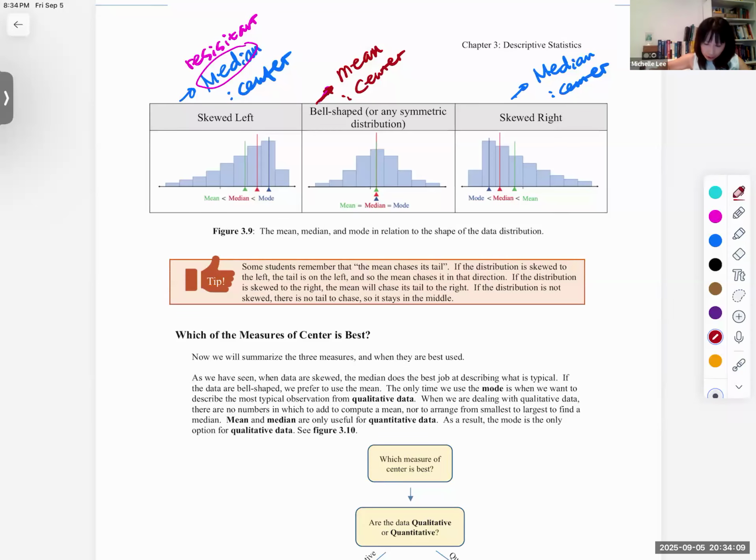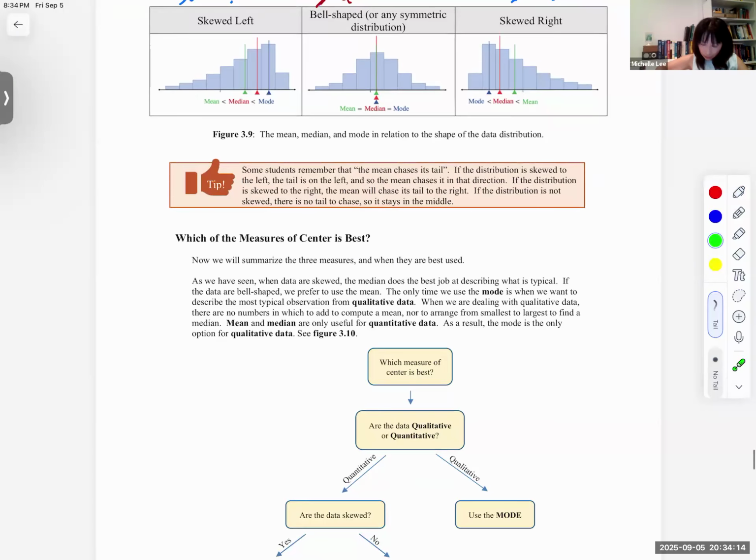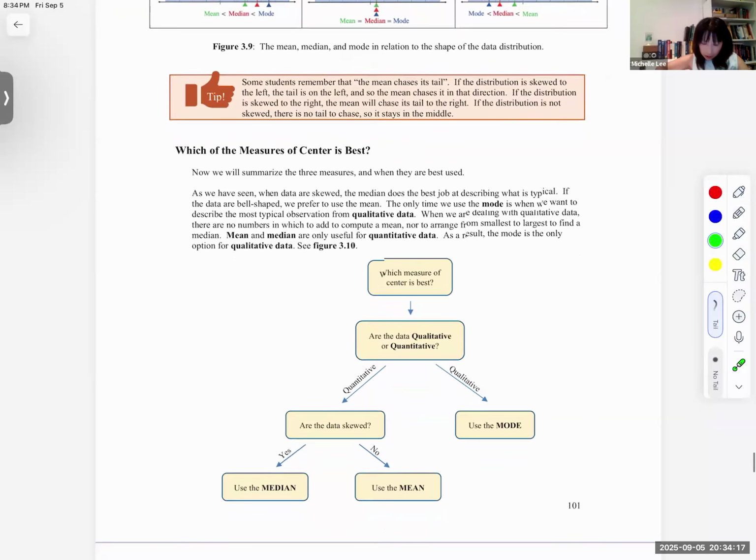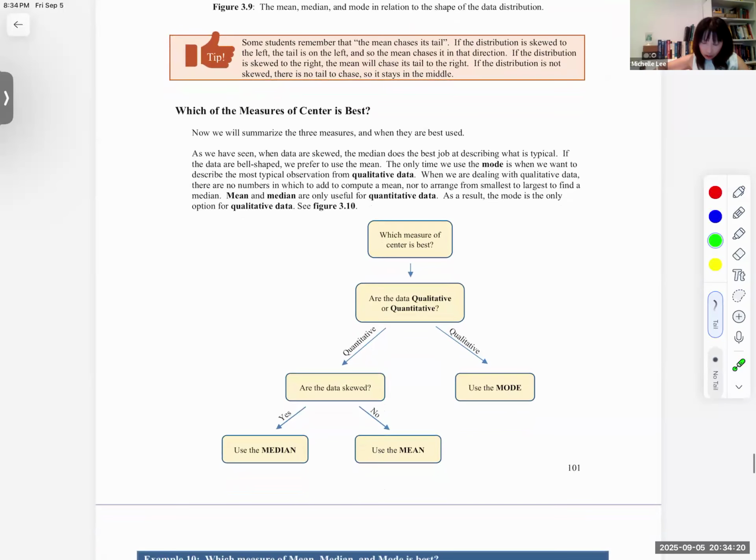Okay, let's take a look at this one. Which of the measures of center is best? We already talked about it, right? They talk about qualitative or quantitative. It must be quantitative, right? Then is it skewed right, skewed left? Then yes, the median. No, then the mean, right? So in the case of a bell shape, we use the mean.